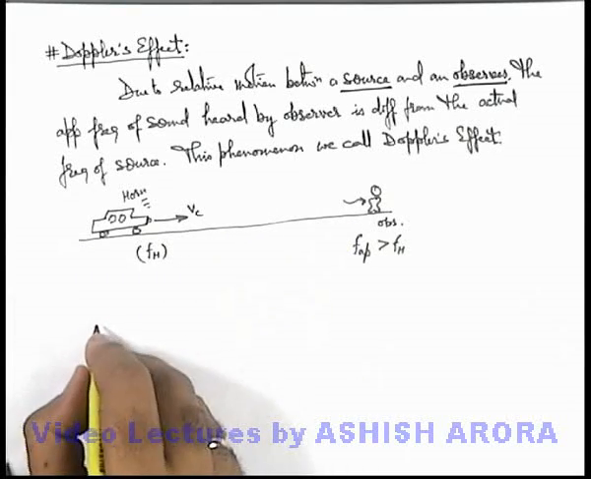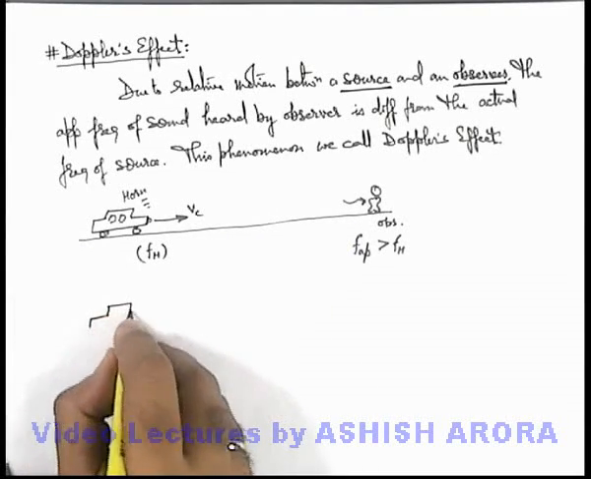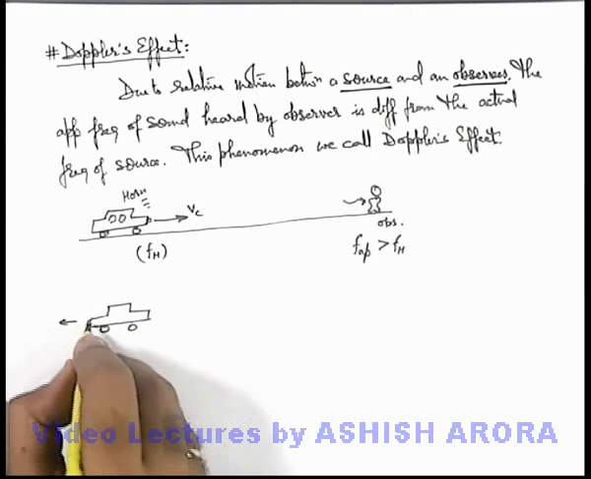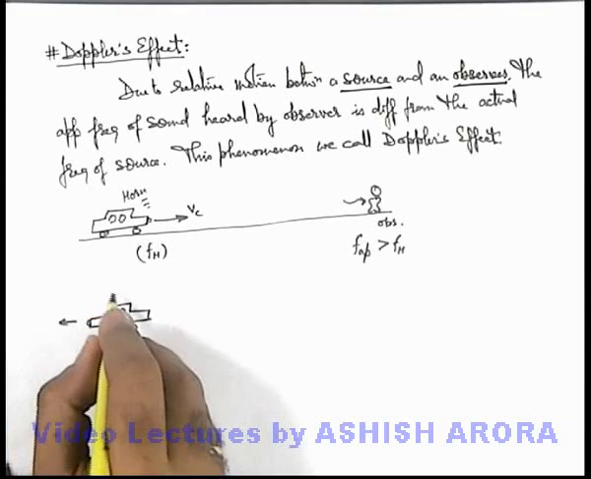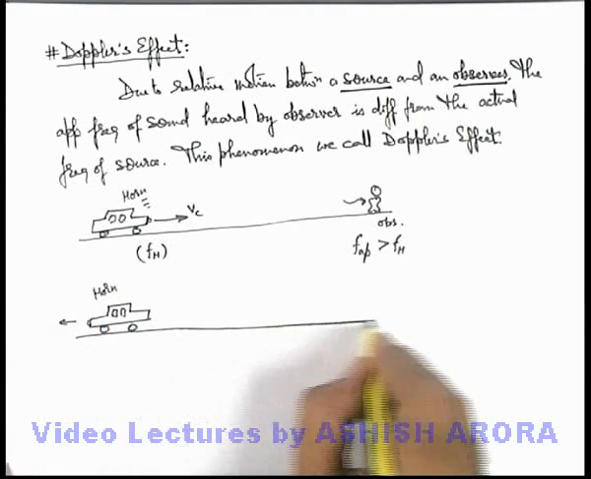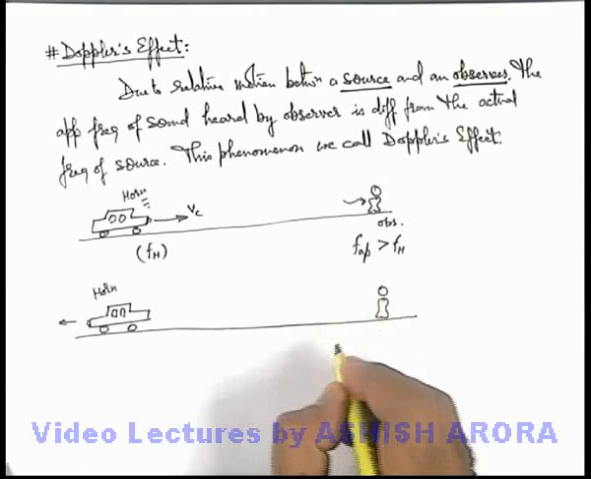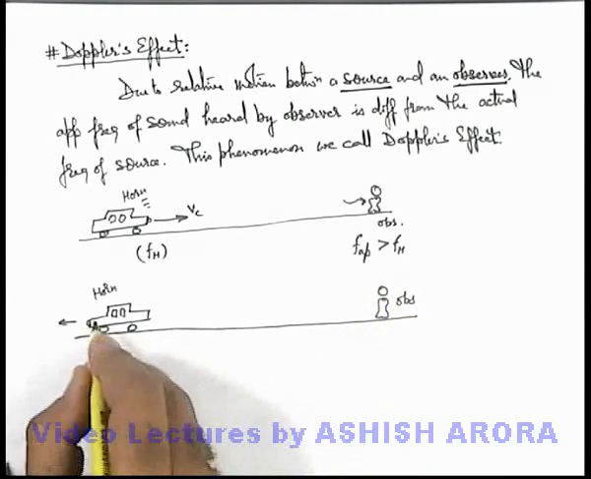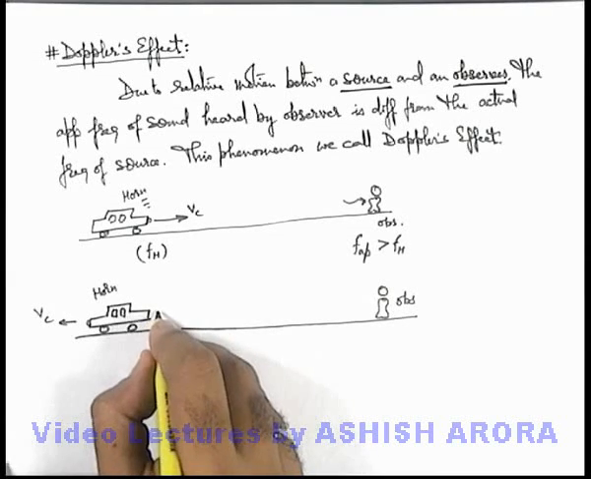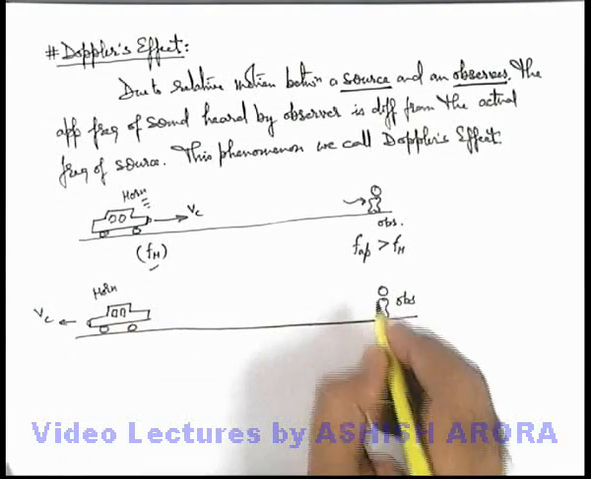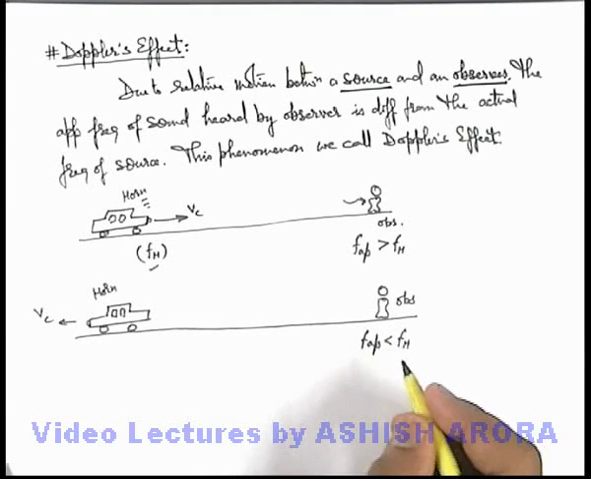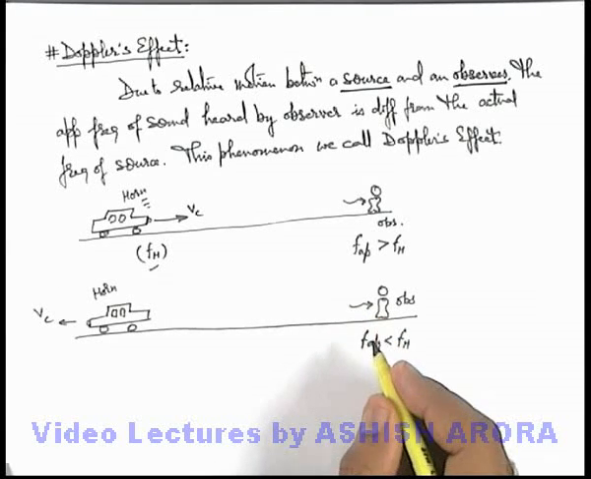vice versa. If source is moving away from the observer, situation would be this, where we can say if the car is moving away and it is again producing a horn of frequency Fh, and say the observer is located at the same position and is moving away with a speed Vc, then the frequency it is producing, if it is Fh, then the frequency it will receive will be less than Fh. This is the phenomena which we call Doppler's effect.